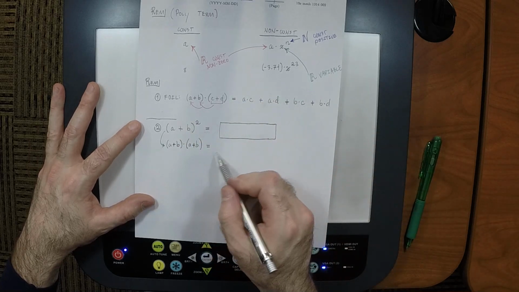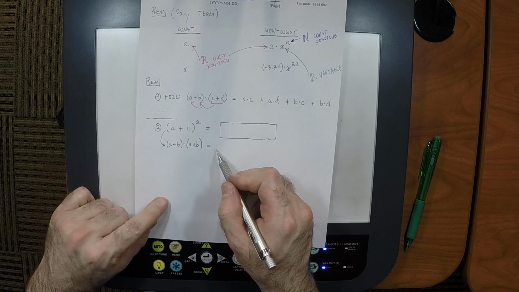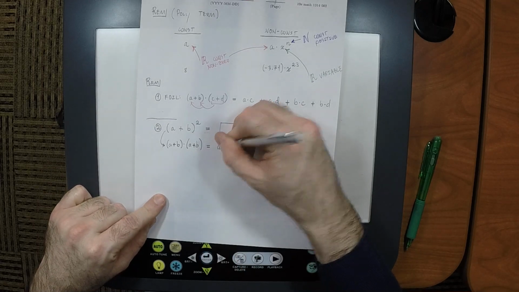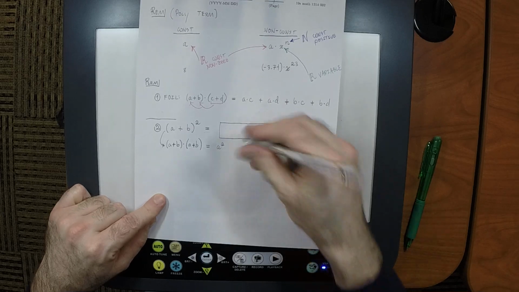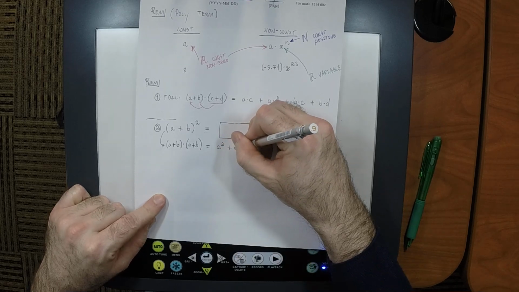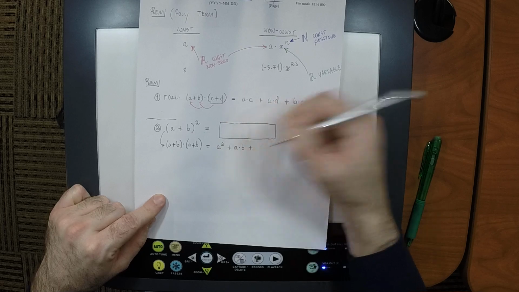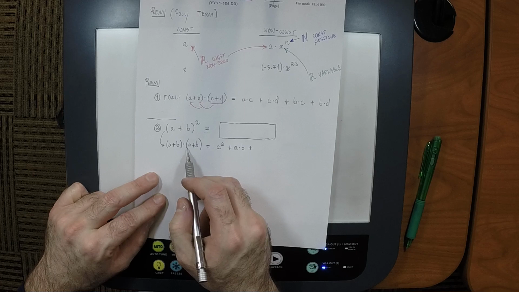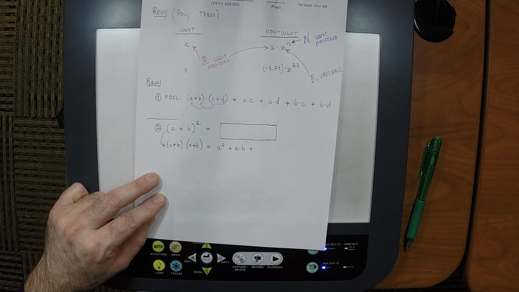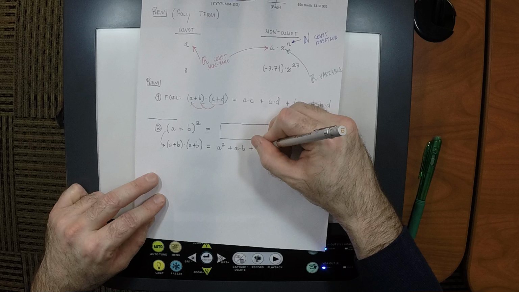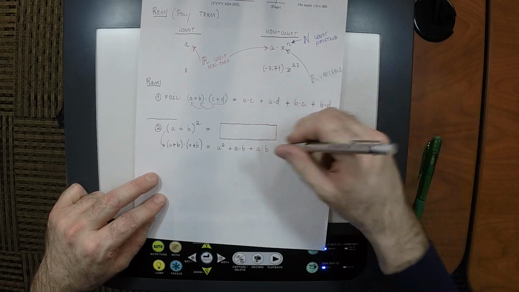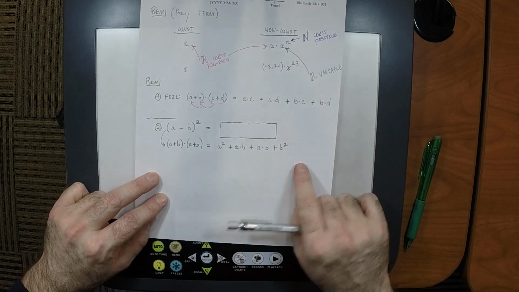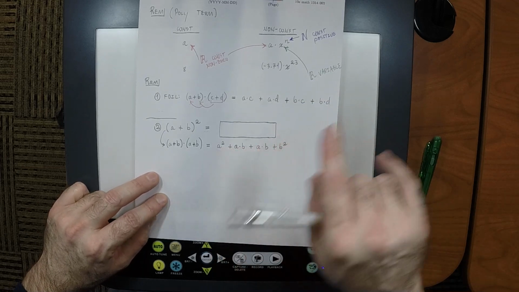So, using F, O, I, and L, what's the F term going to be? A squared. The O term? AB. The I term? AB. So sort of strictly speaking, it should be BA. But multiplication commutes, right? So I'm just going to go ahead and do that. So AB again, and then plus B squared. So you can see we got 4 terms, FOIL.